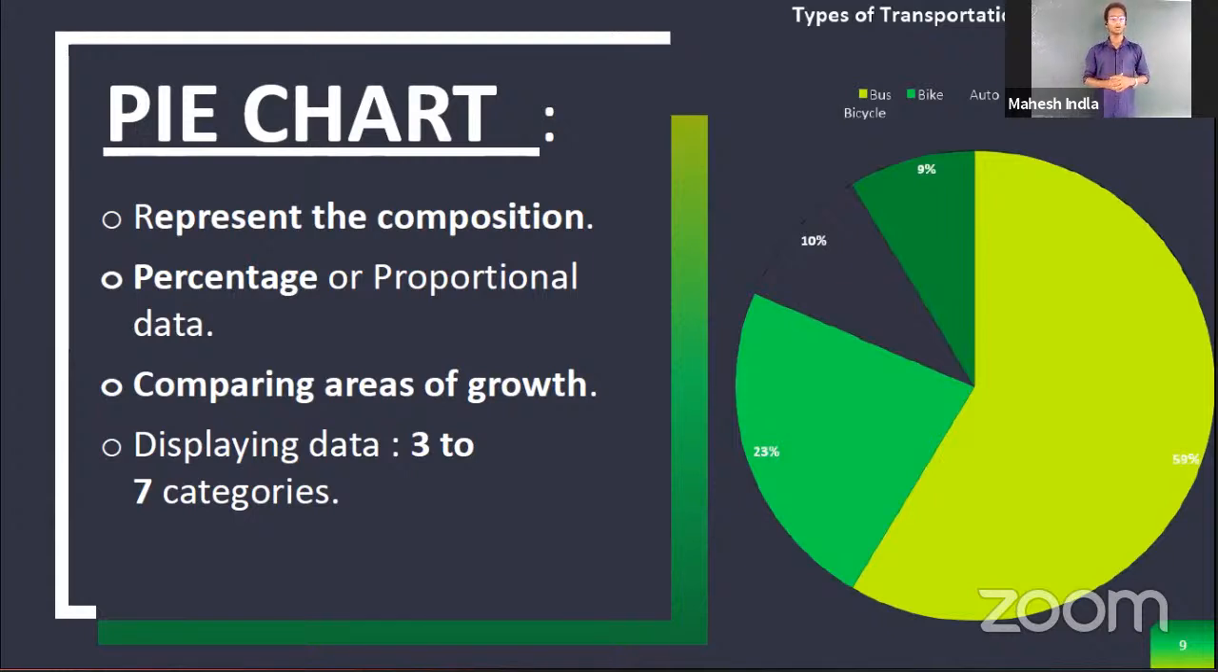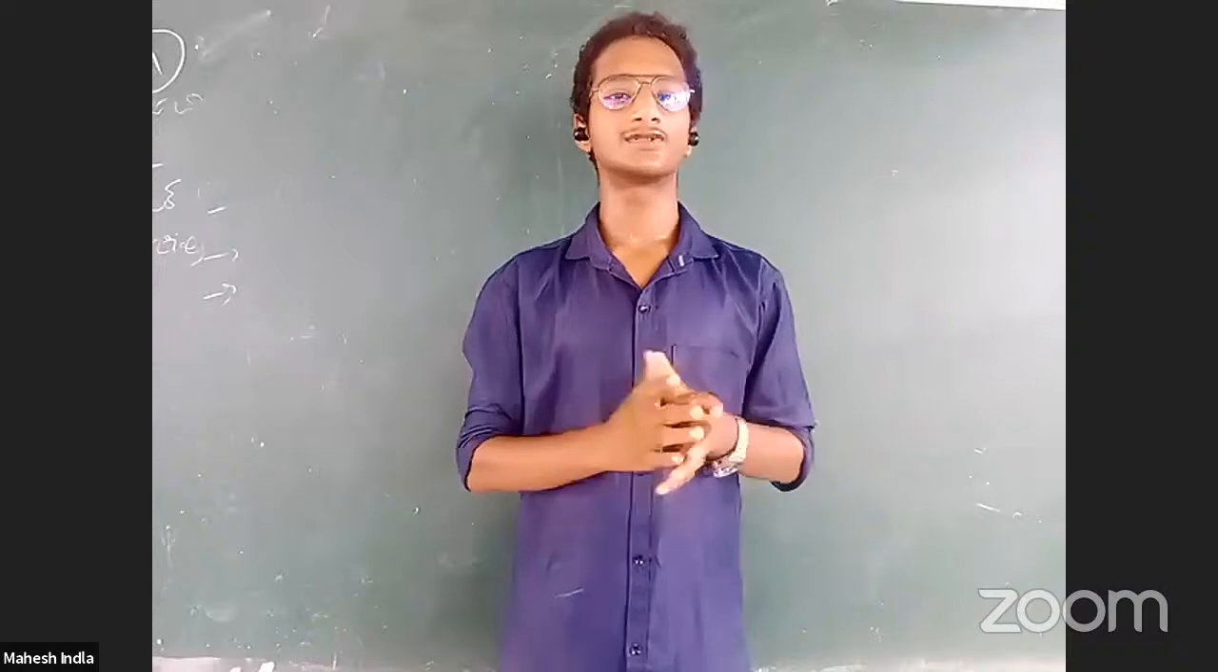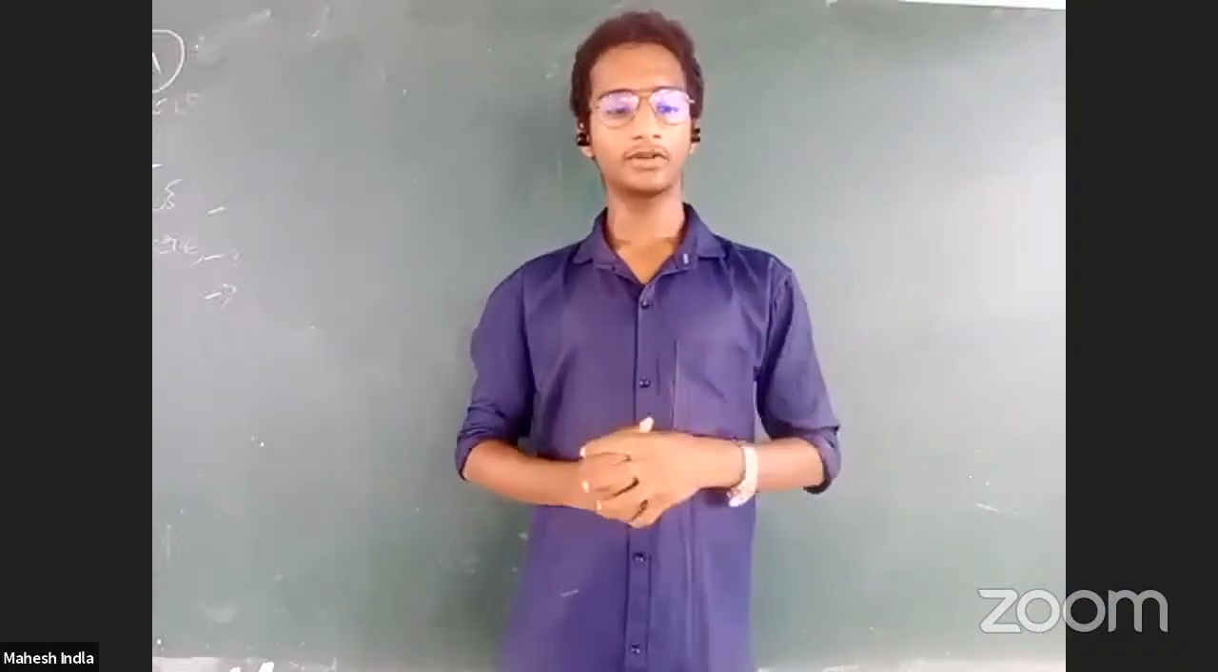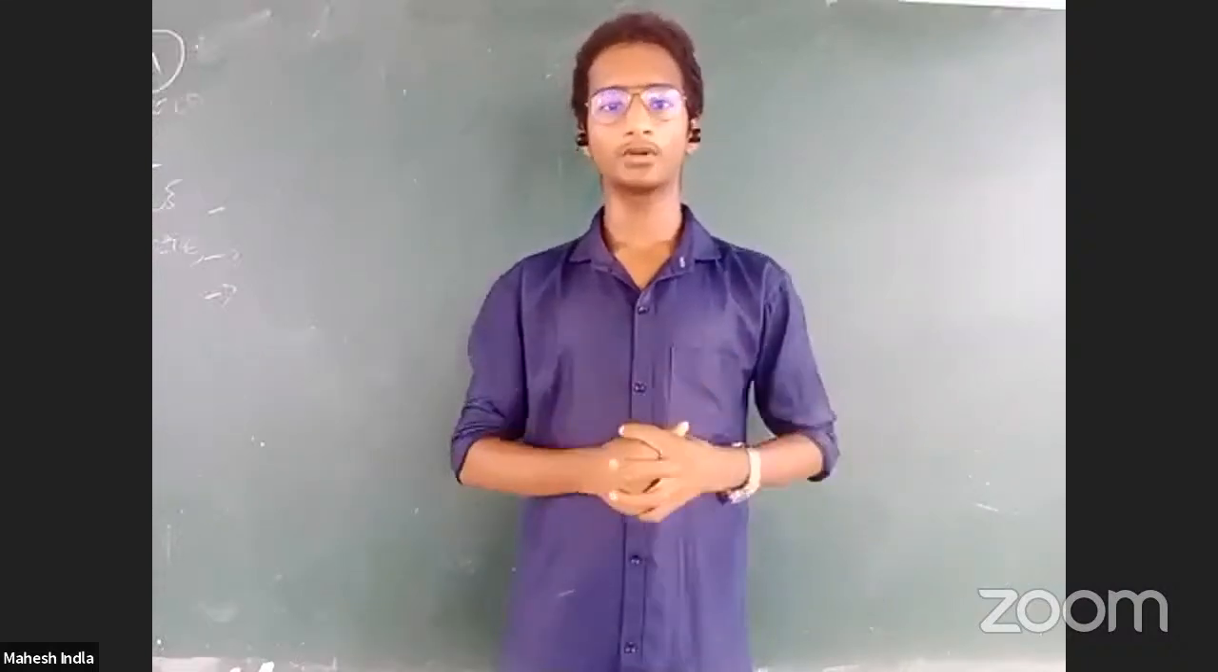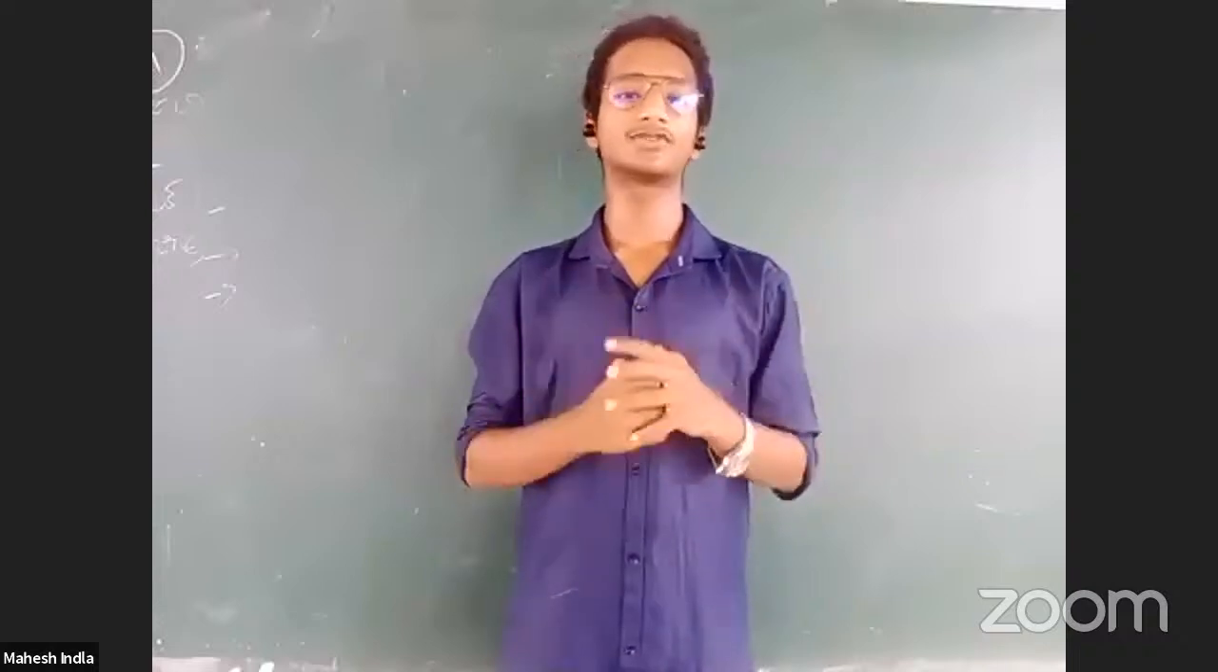If you observe on the screen on your right-hand side, you will find the pie chart. There you are seeing that I have collected some information about the types of transportation to the school. There are many means of transportation like bus, auto, bicycle, and bike. Here I'm comparing all those things using this pie chart. So if we take this auto as an example, 10% of people use this auto.